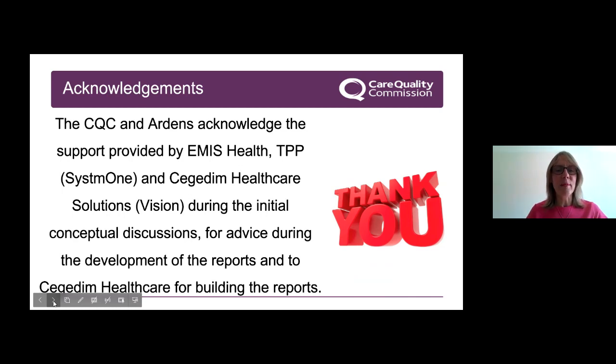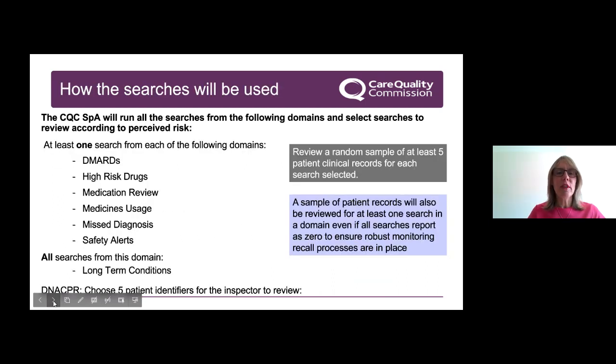Next slide, please. So what I'm going to do now is explain how the searches will be used by CQC if they come out to inspect your practice. The CQC SPA will download and run all the searches from all the domains, and will select searches from each category according to the perceived risk when they review the results. They'll choose at least one search from each of the domains listed, and then review at least 5 patient records from each search to check what the risk is to those patients.